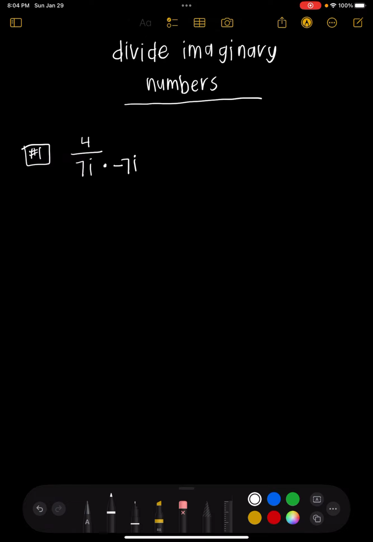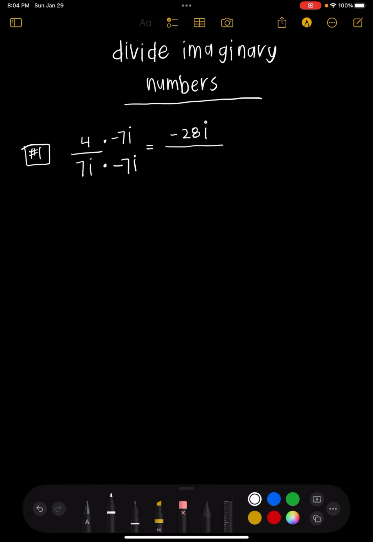But what we do to the bottom of a fraction, we also have to do to the top of the fraction because we want to keep everything the same. So because I'm multiplying the bottom by -7i, I also have to multiply the top by -7i. So now I'm going to simplify both the top and the bottom. The top, we have 4 times -7i, which is -28, and then it'd be i because there's only one i on top.